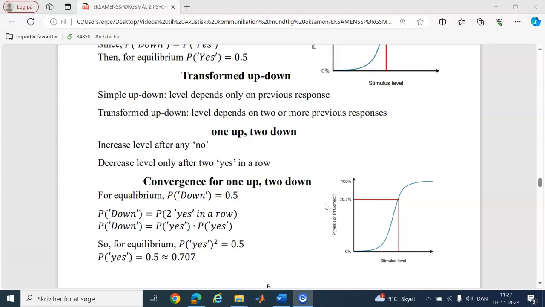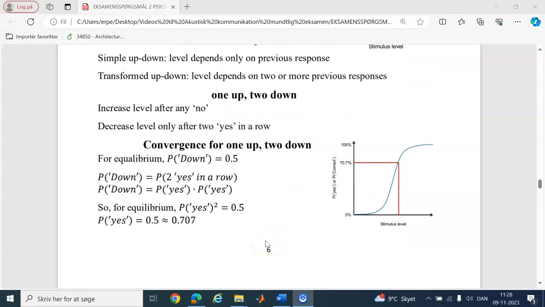Okay, so for equilibrium, P yes squared is a half. That means P yes is the square root of a half, which is 0.7.